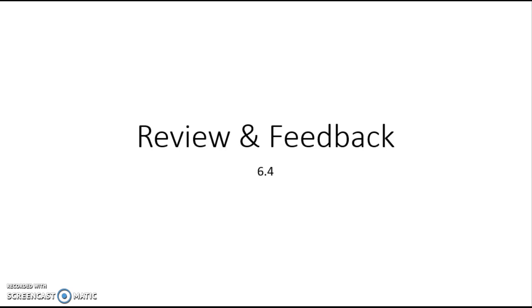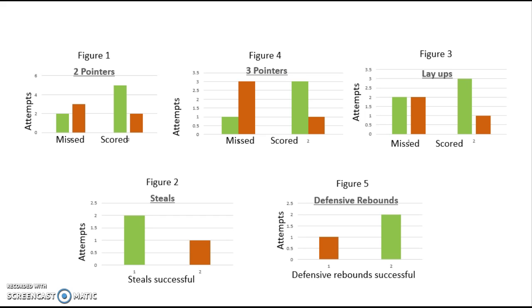This is 6.4 Review and Feedback. Here we have 5 graphs comparing 2 players' results from a basketball match. The results in the green as shown above are Ewan's results, and the results in red are James's results.